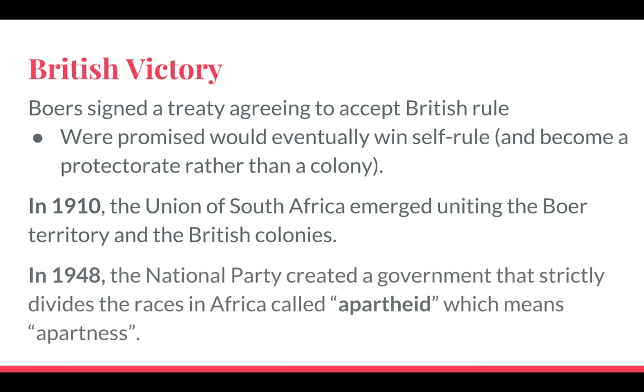And then it's in 1948 that the apartheid government is created. And that's going to be the government that's going to control South Africa until the 1990s. And we're going to look a little bit more closely at that when we talk about Nelson Mandela.